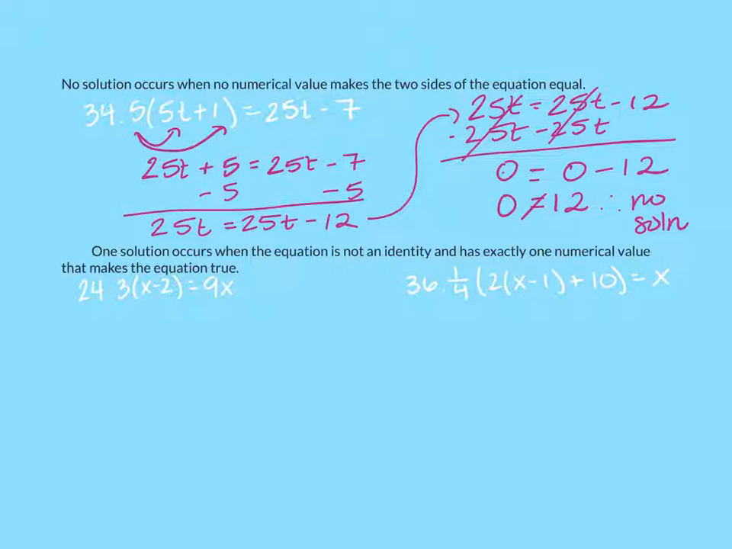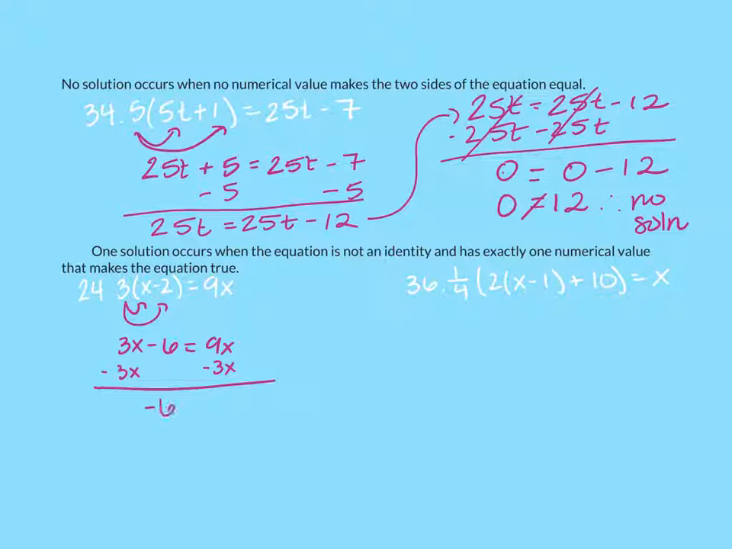So in 24, I have 3 times the quantity x minus 2 equals 9x. I'm going to distribute the 3 to the x and the 2. So I get 3x minus 6 equals 9x. I want to get the x by itself on one side and everything else on the other. So I'm going to subtract 3x from both sides.